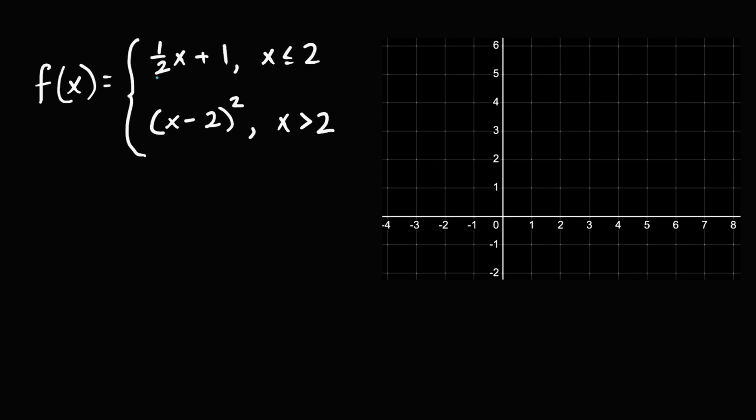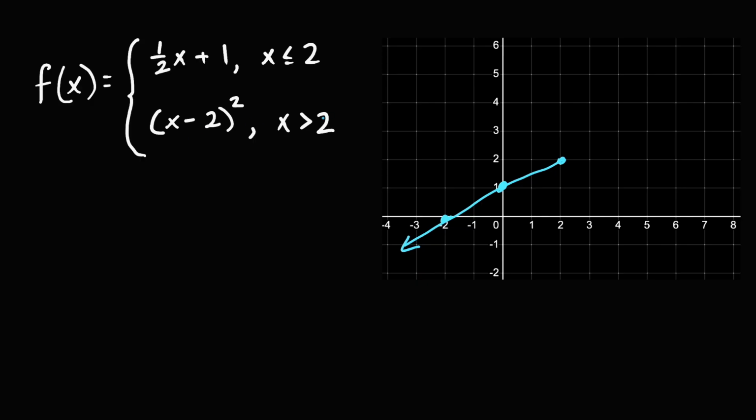So first we have to remember how to graph 1/2 x plus 1. We should recognize it's a linear function with a y-intercept of 1 and a slope of up 1 over 2. And we can include the value at 2, but we can't go past that. So let's go ahead and go backwards and we can see we have our linear function right here.